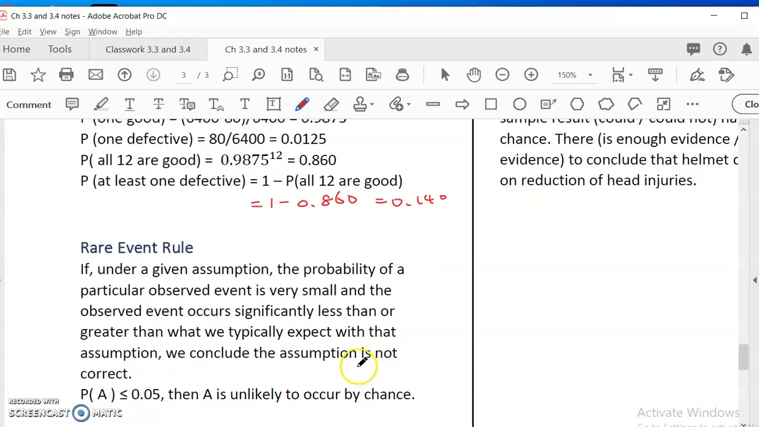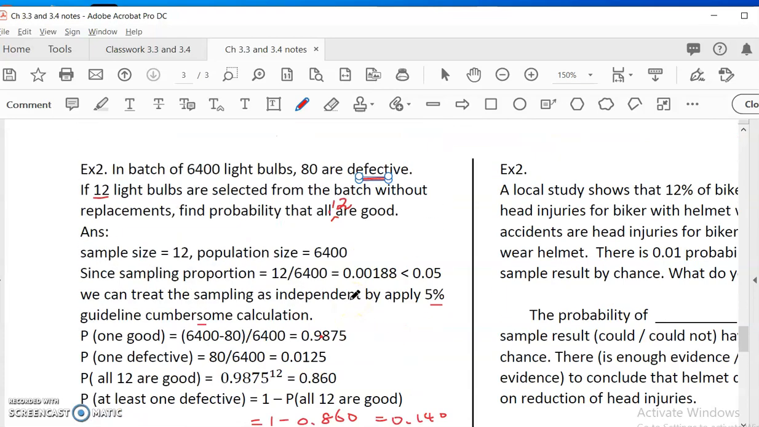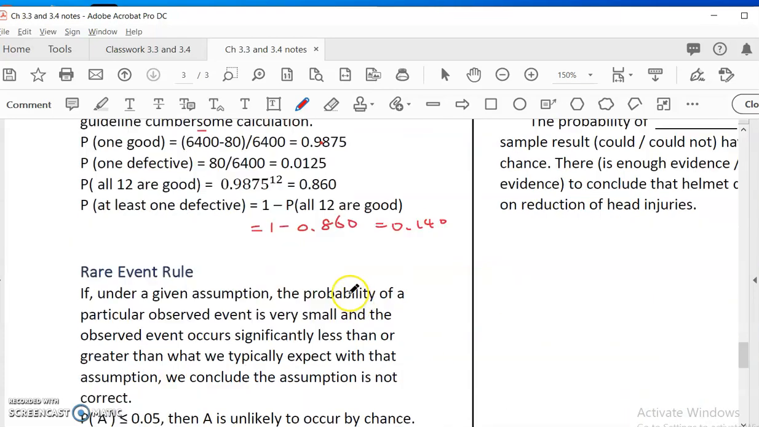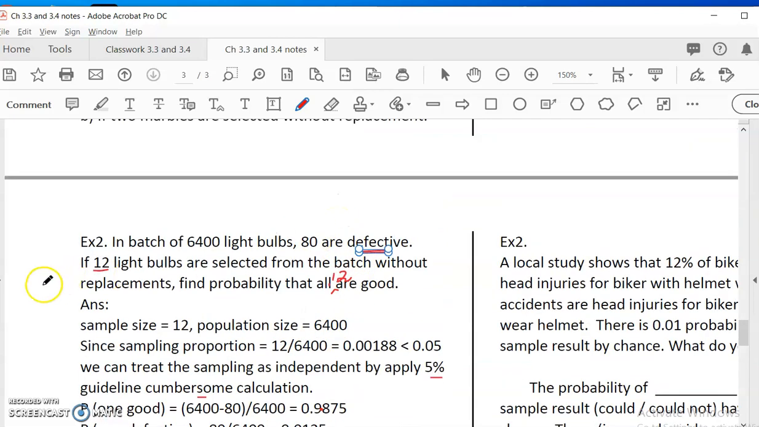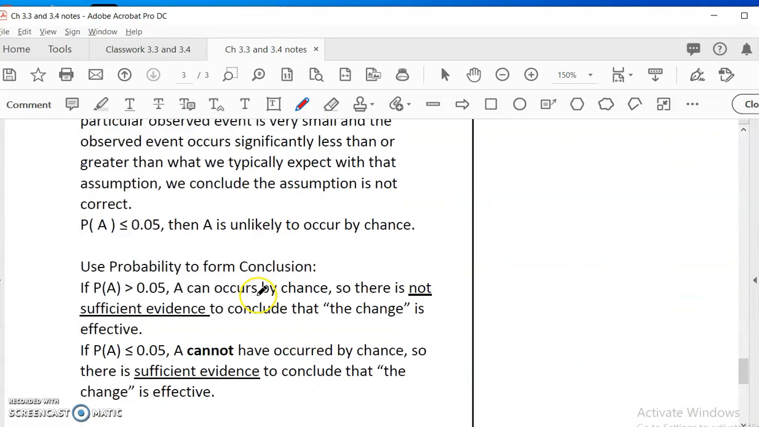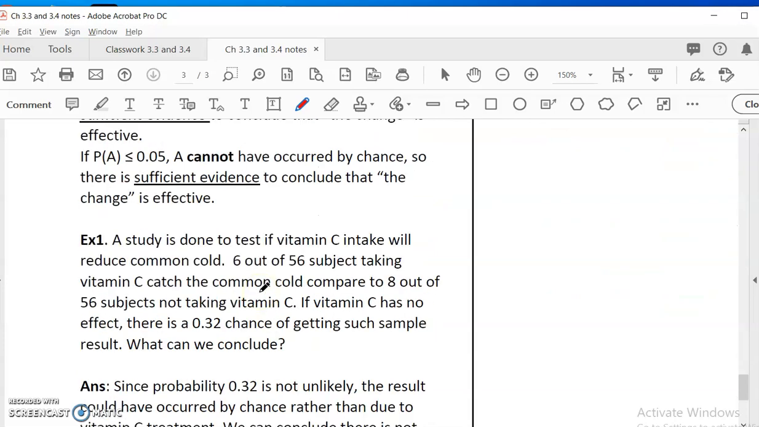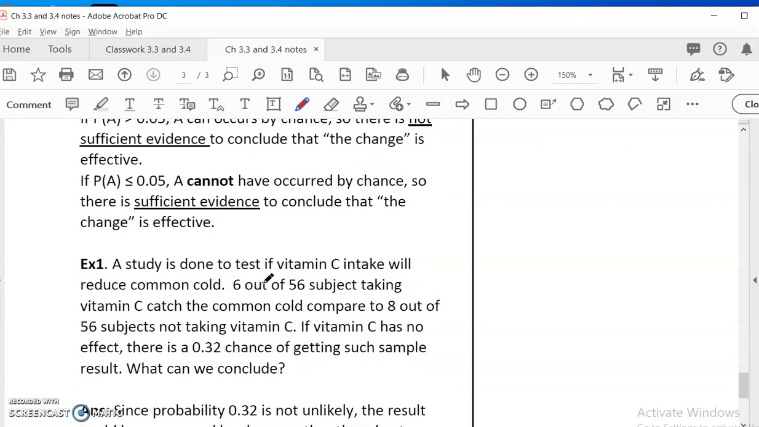So that's how you do those sampling probabilities. Okay, so don't mix up the one that you pick. 12, this is the sample. The 80 is some characteristics of the population that you want to look at. So don't mix them up.